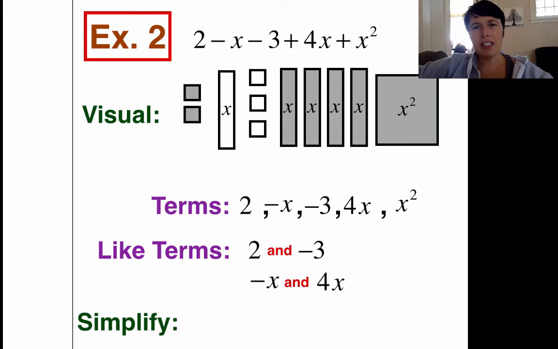Let's simplify now. Let's get rid of all the 0 pairs. So what can we get rid of?